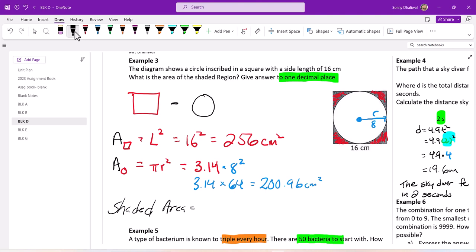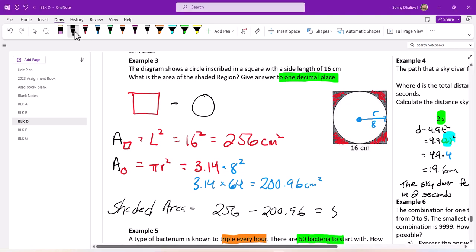So shaded area is just subtracting these two numbers. 256 minus 200.96, so that's going to be 55.04. Yeah, 55.04 centimeters squared. And that's it.